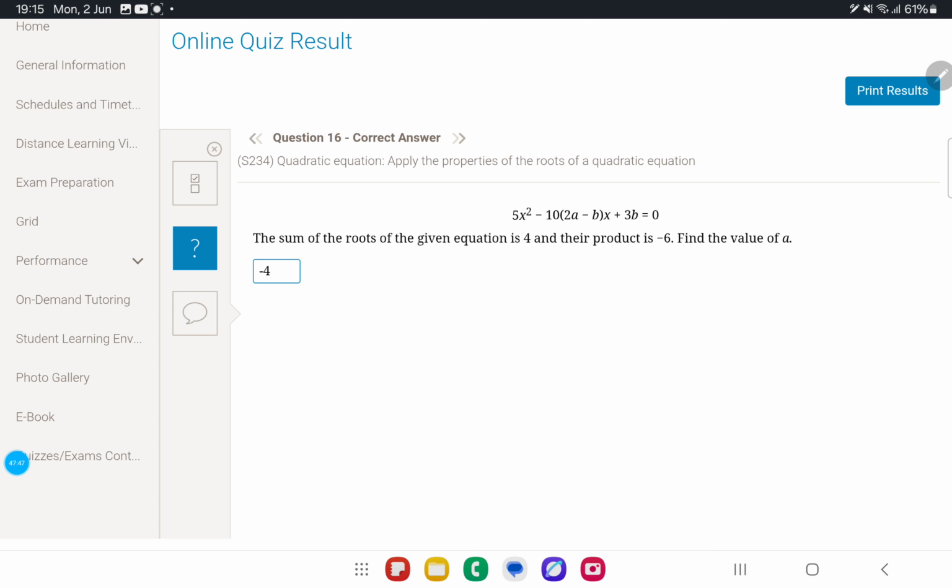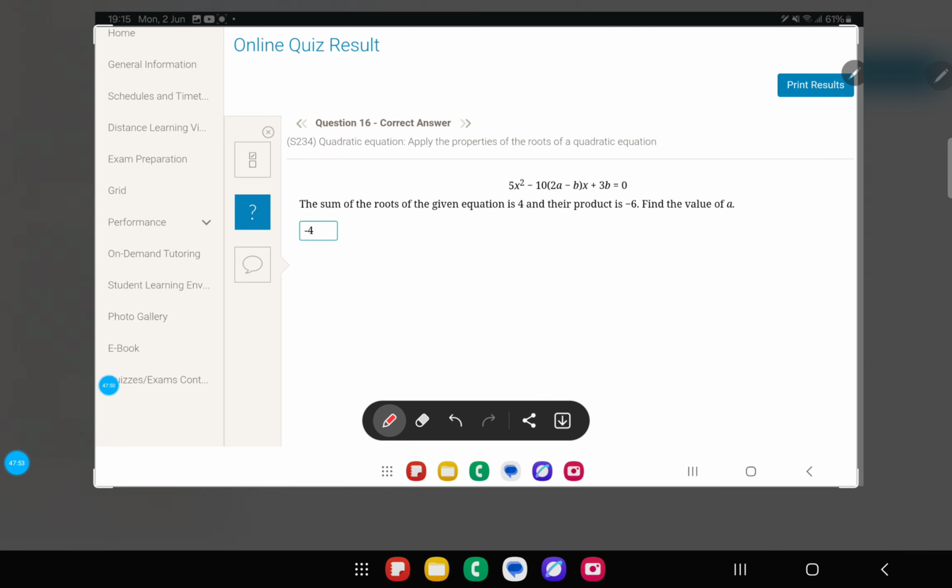Alright, the sum of the roots of the given equation is 4 and the product is negative 6. Find the value of a. Before we start, let me just give you a few rules you need to memorize. It's going to be ax squared plus bx plus c equals 0. Okay, this is a basic trinomial equation, and now they gave us the sum and the product, so we can use those to our advantage. So there's a rule for sum and product.